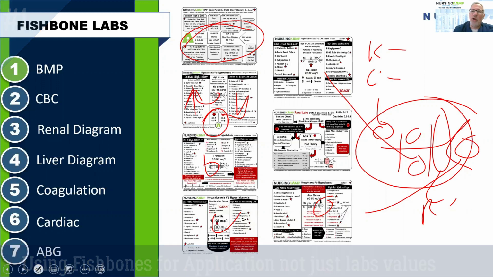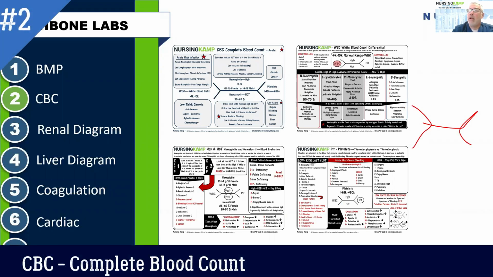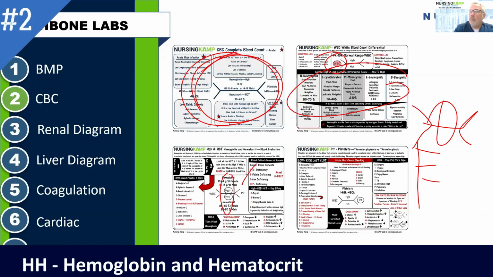The next thing we're going to talk about is called the CBC. Now, the CBC is called a complete blood count, and it makes sense because it's all about blood. In this diagram we'll cover how to memorize the numbers. We're going to cover a WBC, the differential, which I call the ladder, which are like eosinophils, neutrophils, basophils, the H and H here, which is your blood, and then your platelets over there.